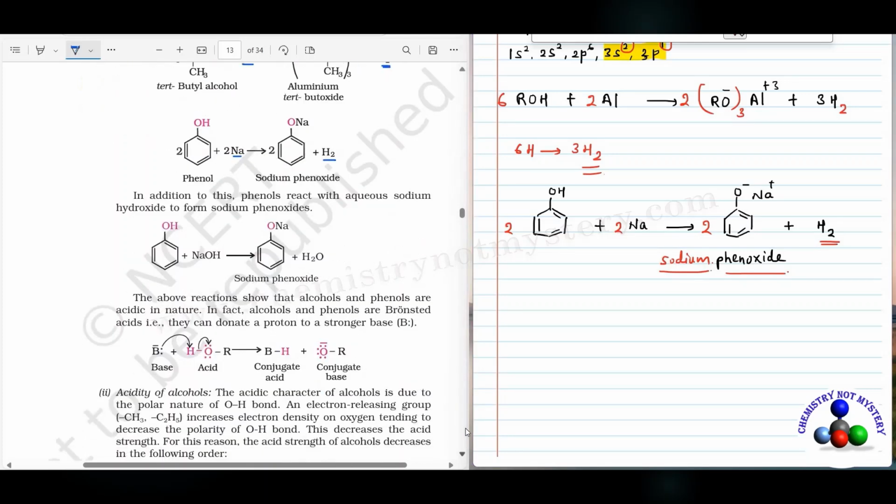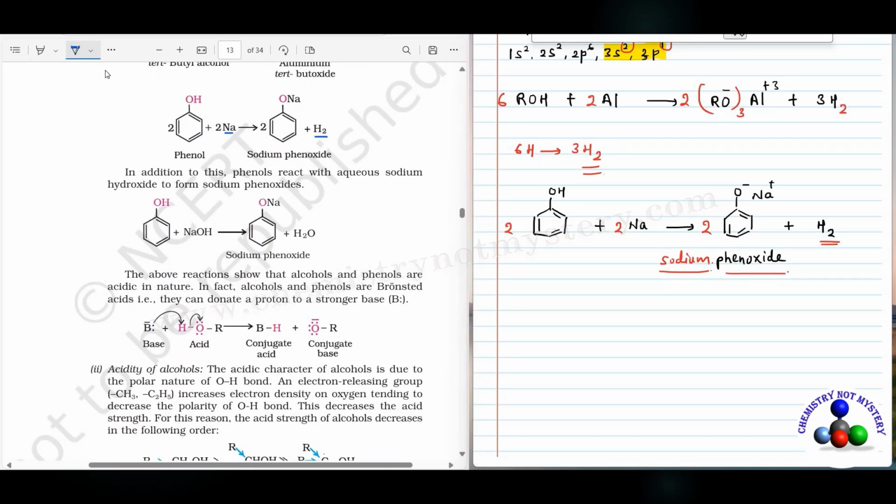Now let's read from the book. In addition to this, phenol reacts with aqueous sodium hydroxide to form sodium phenoxide. Let's examine the reaction. Here this is phenol when it reacts with sodium hydroxide. As we are discussing the acidic nature of alcohol and phenol, this acid can react with a base. NaOH is a base, so it can react with it, and as a result, salt is formed, which is sodium phenoxide, and water is removed from the molecule.